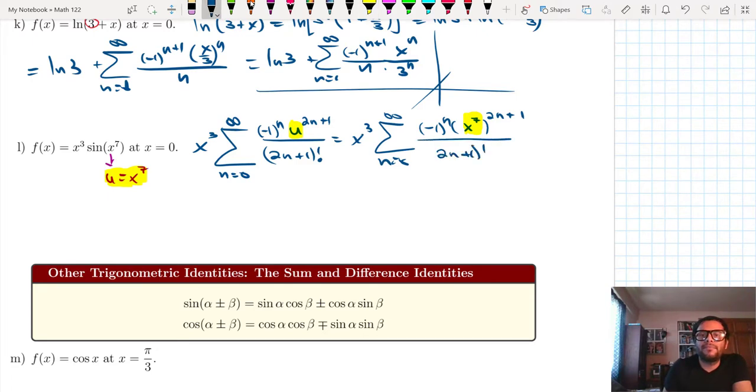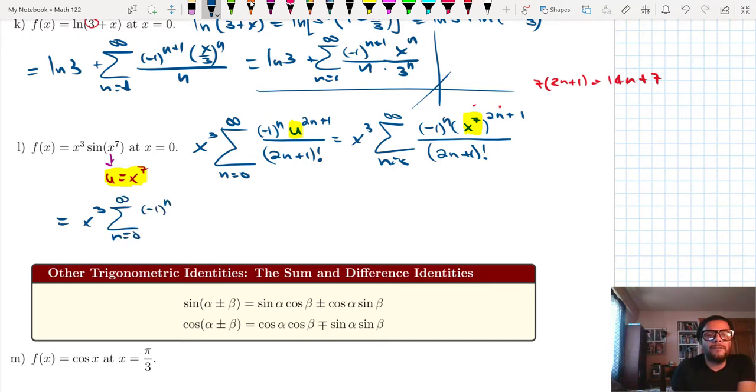2n plus 1 factorial. So before incorporating this x cubed, I'm going to simplify this x to the 7 times 2n plus 1. Okay, so I'm going to do this on the side. The power of another power, multiply the power. 7 times 2n plus 1 is the same as saying 14n plus 7, which I'm going to write on the next step. So x cubed sigma n equals 0 to infinity negative 1 to the n x to the 14n plus 7 divided by 2n plus 1 factorial.